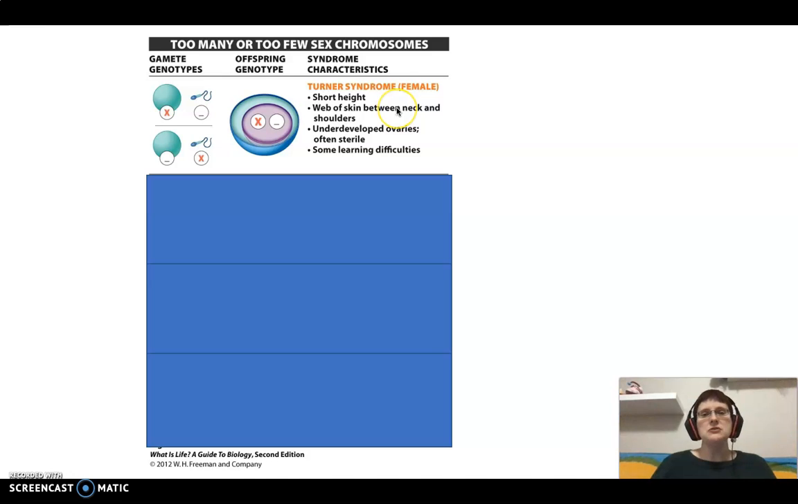So they are generally shorter in height. This web skin between the neck and shoulders, what that means is that they have more of a slope here rather than a more defined bend.